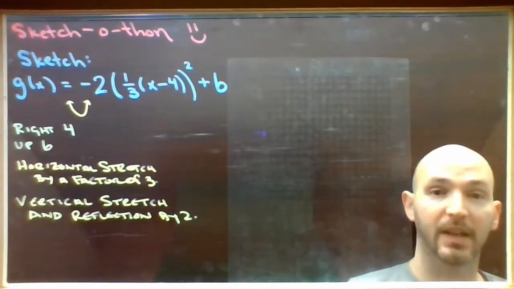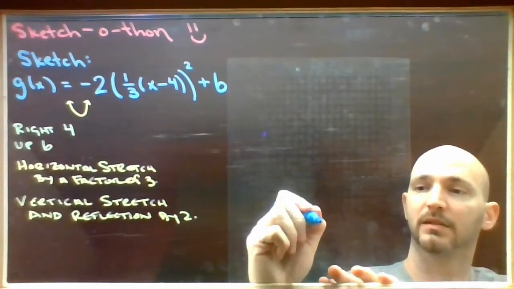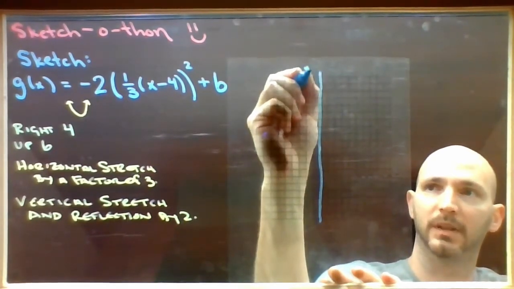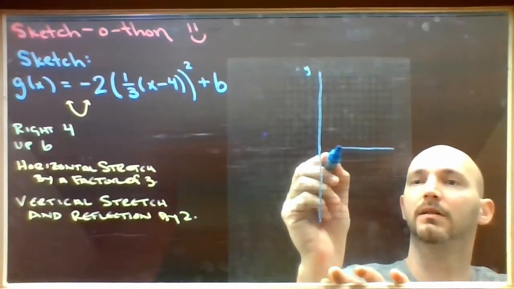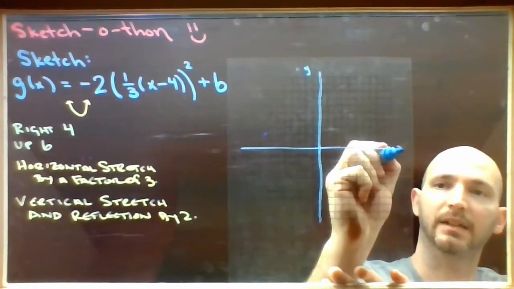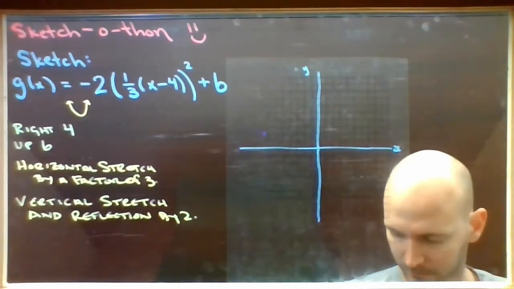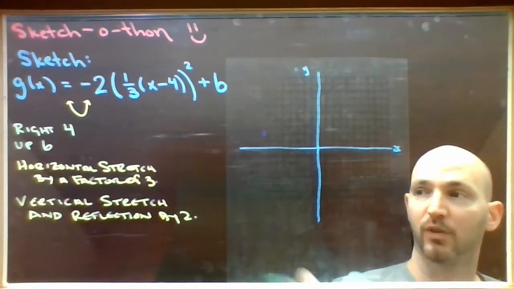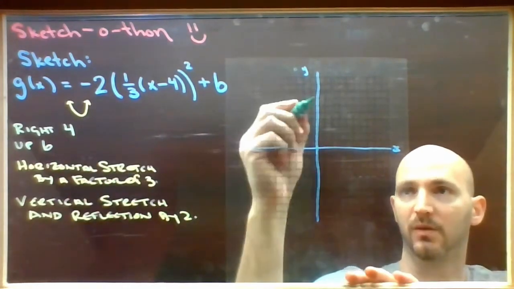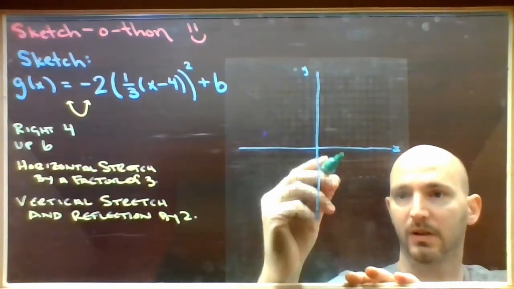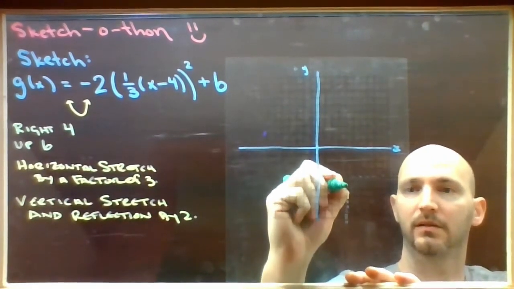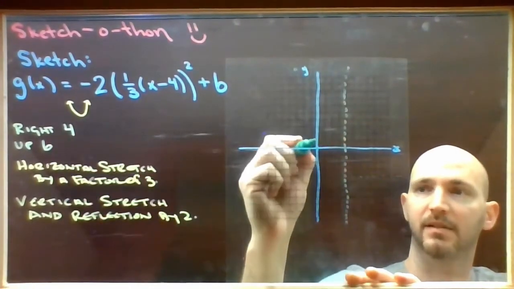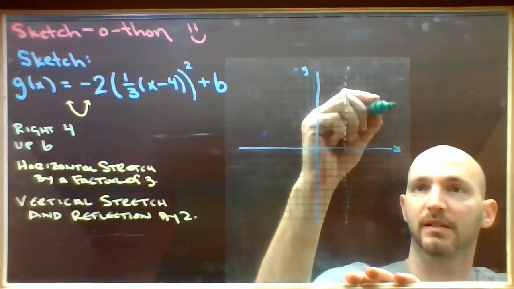So I will get my untranslated axis on my grid here. My x and y. I'm going to translate my axes. I need to go right 4 and up 6. So 1, 2, 3, 4. That's here. And up 6. 1, 2, 3, 4, 5, 6.